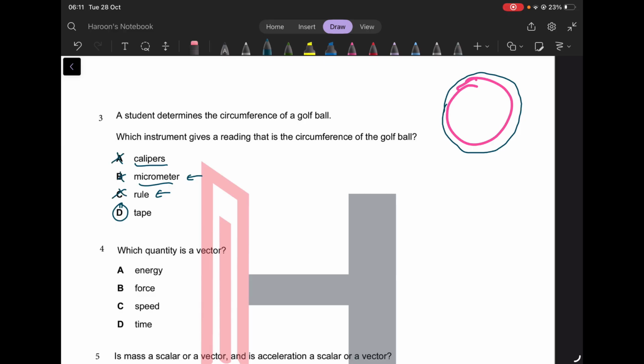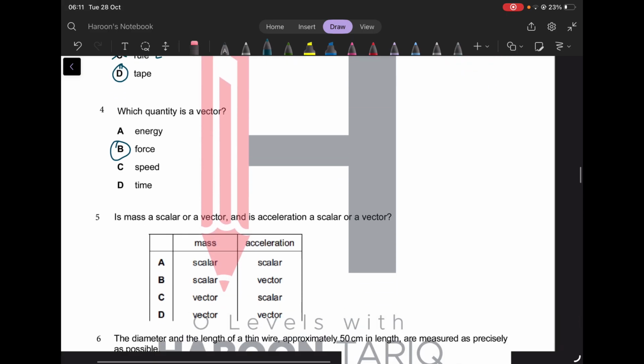Question number 4. Which quantity is a vector quantity? Force. And a good example would be weight. Weight is a force as well, which has a direction vertically downwards. Energy, speed, time, all of them are scalar.